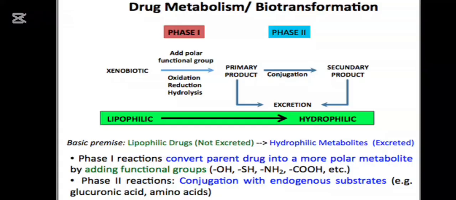It's very, very much important for you to know phase 1 as well as phase 2 of metabolism, because questions are going to arise from that angle. What is phase 1 and what is phase 2, and mention some processes that occur in phase 1, mention some processes that occur in phase 2. So it's very, very much important you take that into consideration.